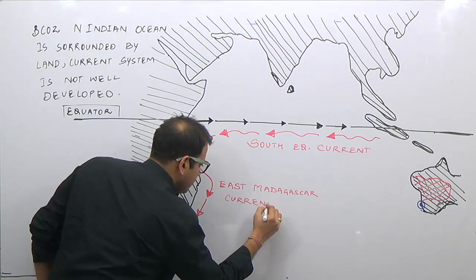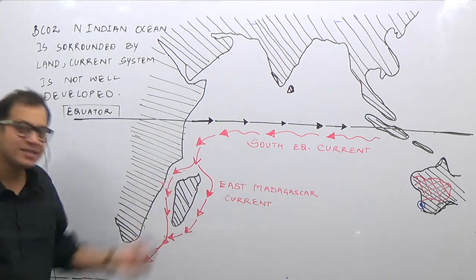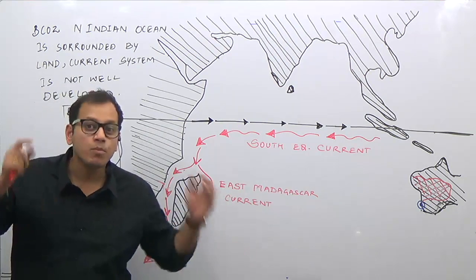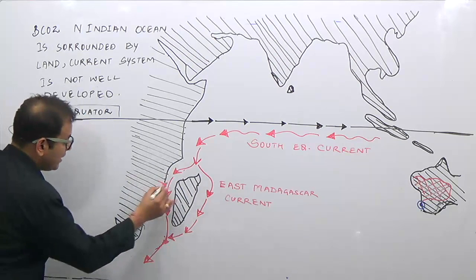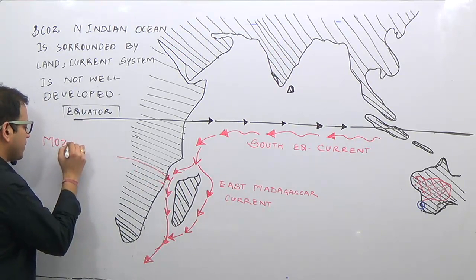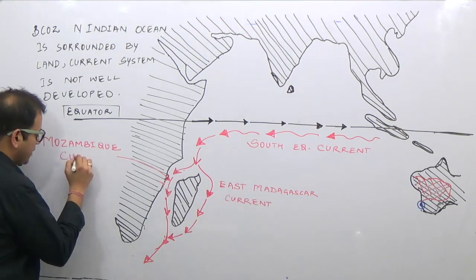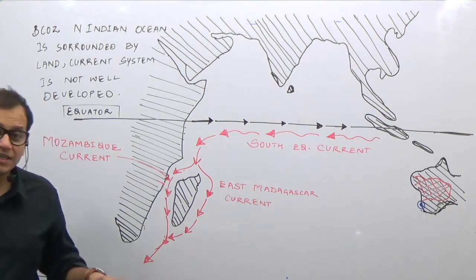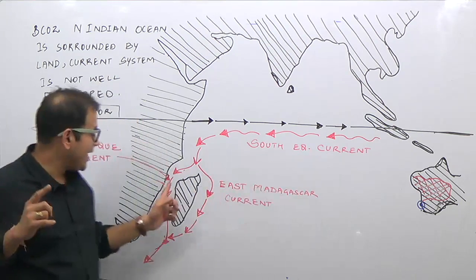The other current flows between mainland Africa and Madagascar, through this gap. What is this gap known as? This gap is known as the Mozambique Channel. Mozambique is the country here, so it is known as the Mozambique Channel, and therefore the name of this current is the Mozambique current. So what are the major ocean currents of the southern Indian Ocean? Warm currents: the south equatorial current, the East Madagascar current, and the Mozambique current.